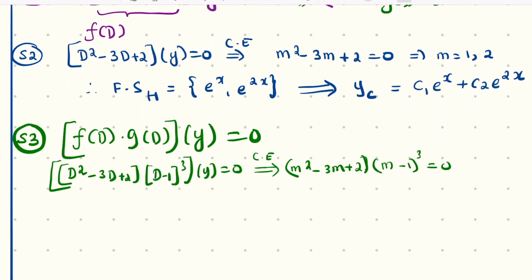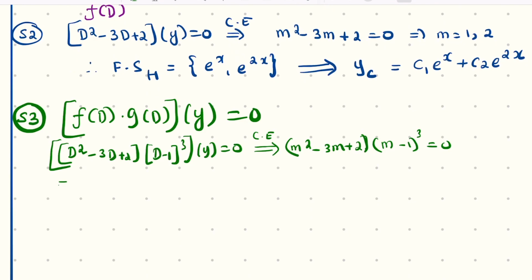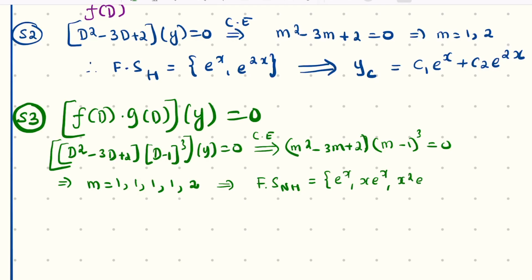And if you simplify that, you're going to have your m to be 1, 1, 1, and one more 1, and 2, so you have four 1s and one 2. So that's going to give you that f_sub_nh, f_sub_nh, that would be e^x, x e^x, x squared e^x, x cubed e^x, and e^(2x).